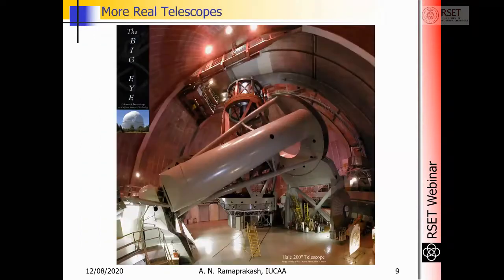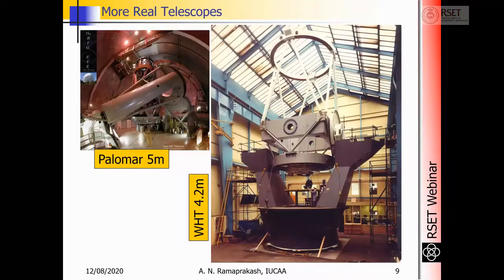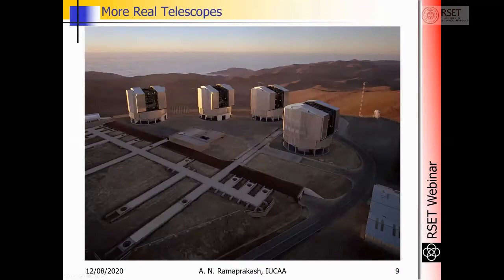This is another marvel. It's a 5-meter diameter telescope. The telescope primary mirror is here, a 5-meter diameter telescope on Mount Palomar in California. This is the William Herschel telescope, again in Spain. And this is a very large telescope, each of them 8 meters in diameter, 4 of them sitting on a very high mountain in the Andes mountain ranges in Chile.